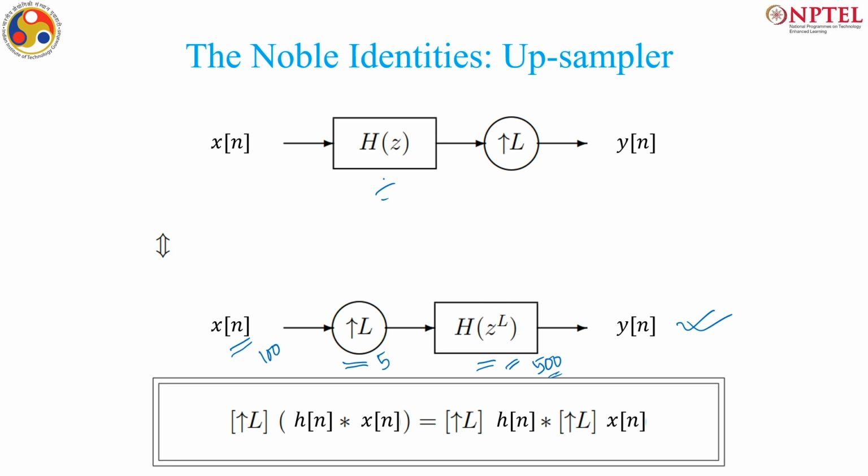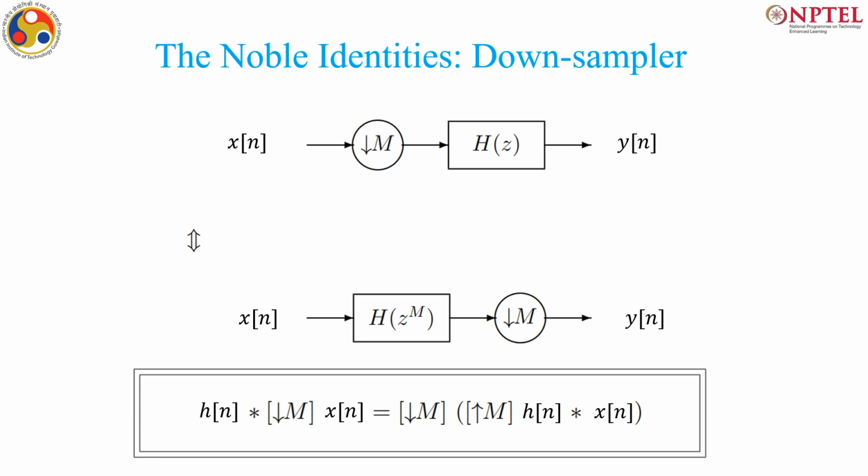So, here if you see, if this filter response is h of z power L, then this filter in the noble identity will be just h of z, which effectively means that if I do the convolution first and then an upsampling, this is equivalent to individually upsampling both the filter and the signal and then doing the convolution.